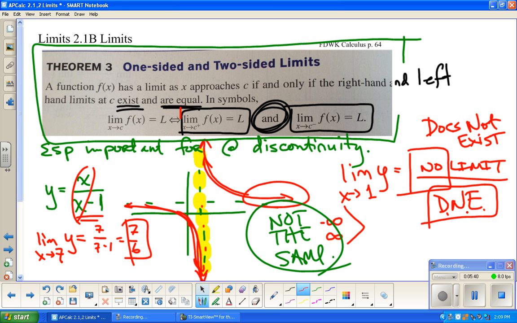Okay, and this is really one big set. So in other words, this has to equal a number, this has to equal a number, and not only are they a number, they have to be the same number. Okay?